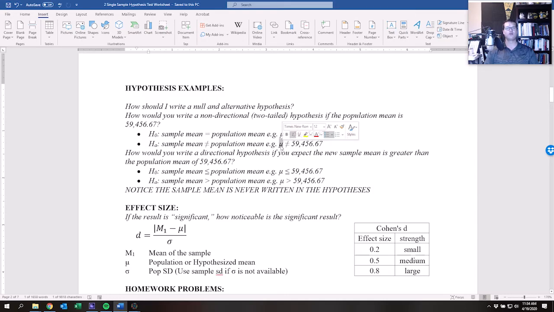Okay, then how would you write a directional hypothesis if you expect the new sample mean is greater than the population mean of 59,000? So this right here is the null hypothesis. It's saying that the new population mean is less than or equal to the old population mean. And this one right here is saying that the new population mean is greater than the old population mean. And notice that it is pointing in the upper tail. It is pointing towards the right, so this is an upper tail test.